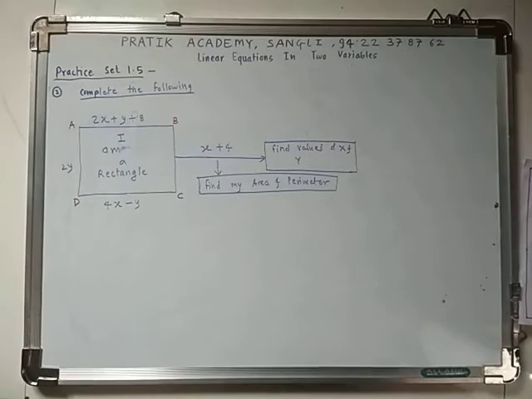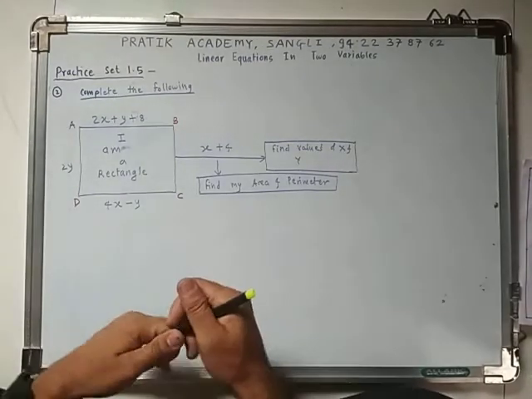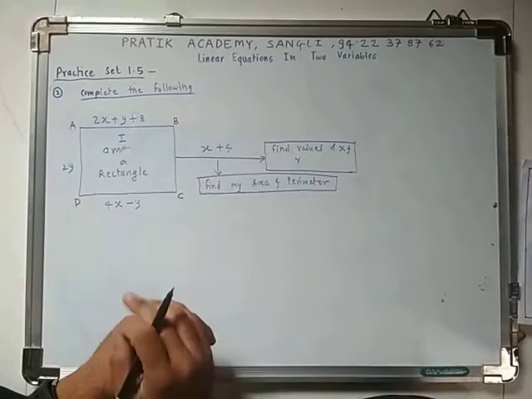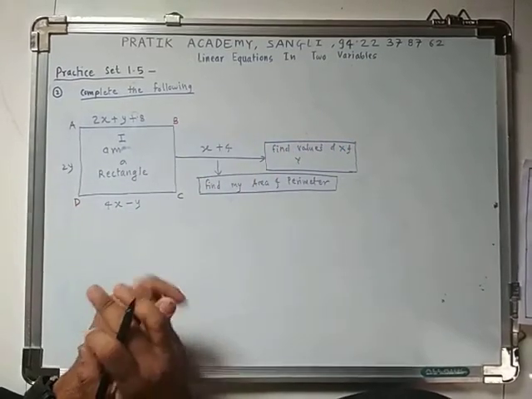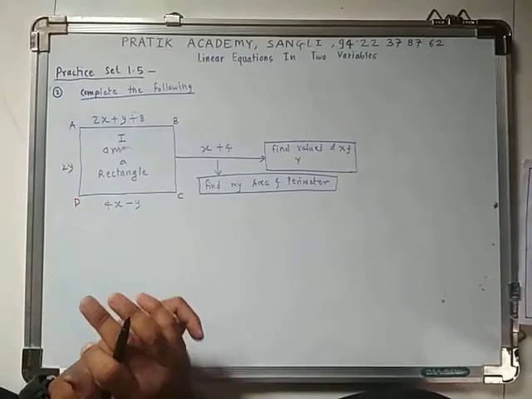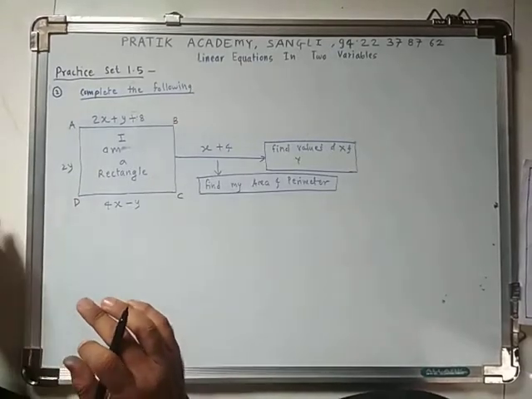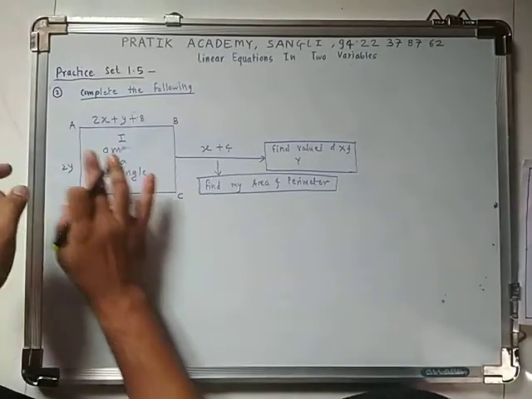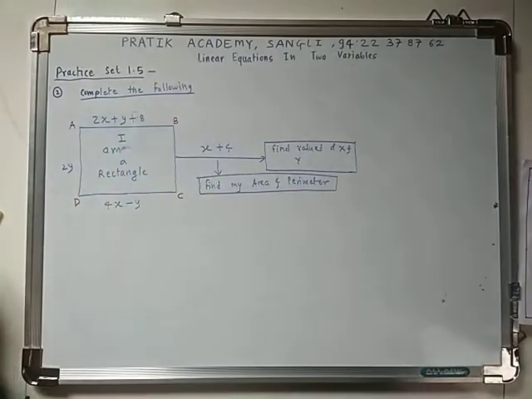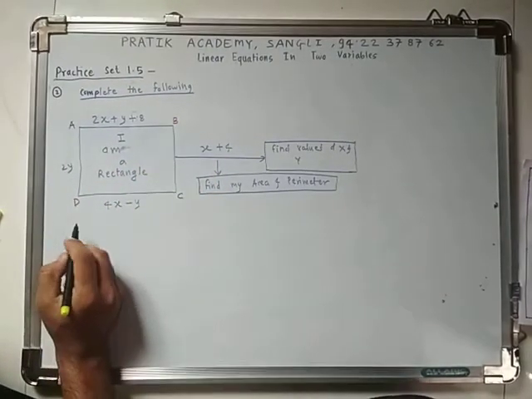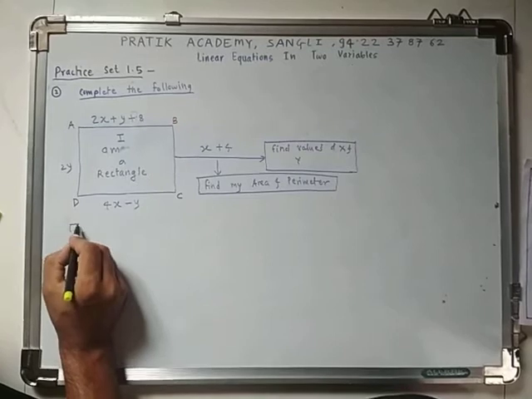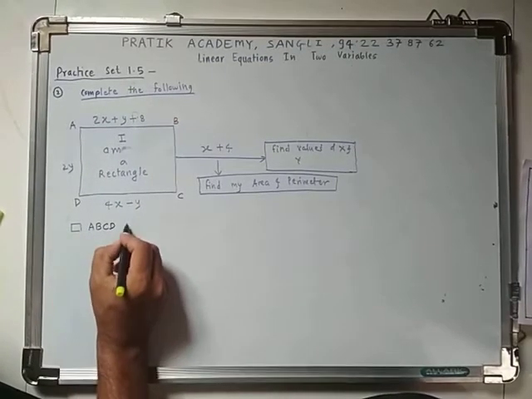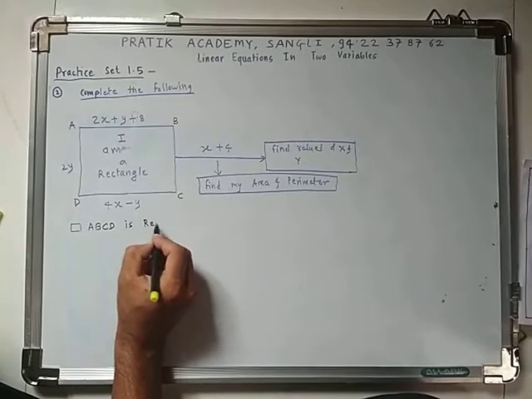Now, as we have discussed, to solve linear equations in two variables or simultaneous equations, we require two conditions. So we have to find those conditions from the data given. What is the data given? Quadrilateral ABCD is a rectangle.